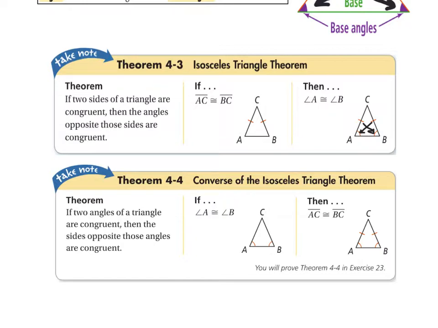Now, the converse is the flip of that. If I know that the base angles are congruent, then I can say that the sides opposite of those base angles are congruent as well. So if angle A is congruent to angle B, then AC is congruent to BC. The converse starts with angles, and we're showing sides congruent. The regular theorem starts with sides congruent, and we're showing angles congruent. The things to remember with these two, because you will use these two in proofs.